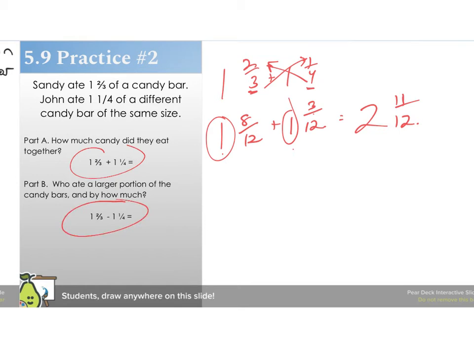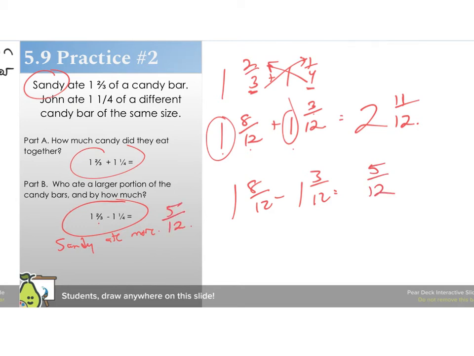Who ate the larger? Well, we see that 1 2/3 is larger, so Sandy ate more. Sandy ate more, but by how much? 1 8 12ths subtract 1 3 12ths would be just 5 12ths of a difference. So Sandy ate 5 12ths more.